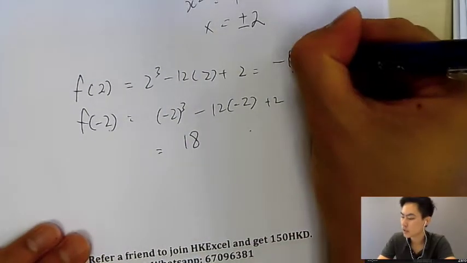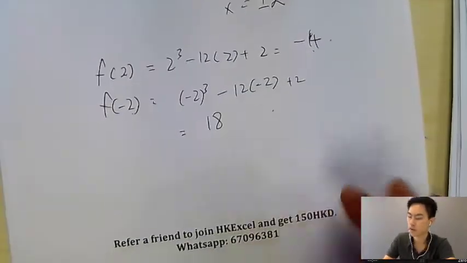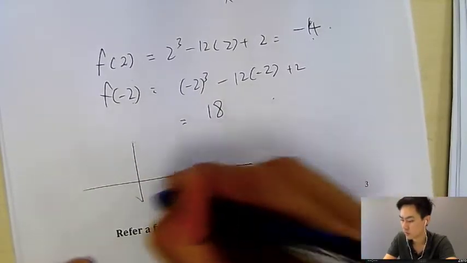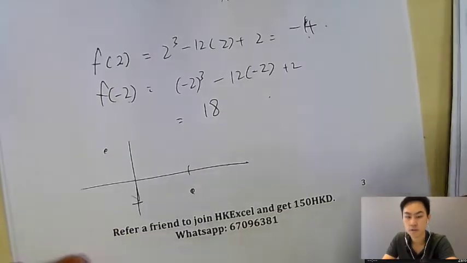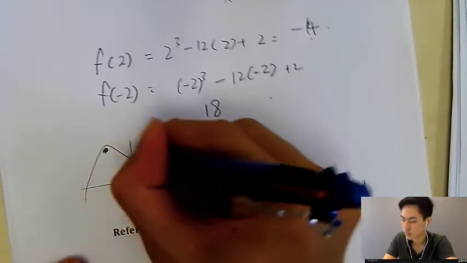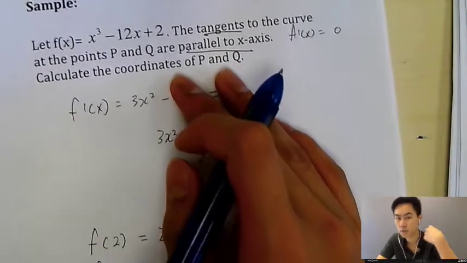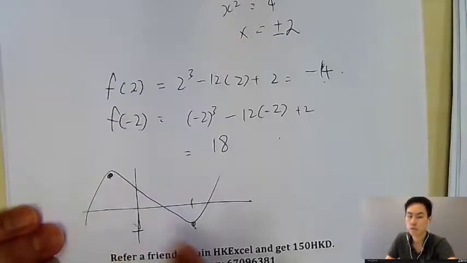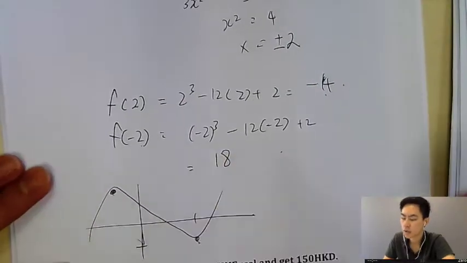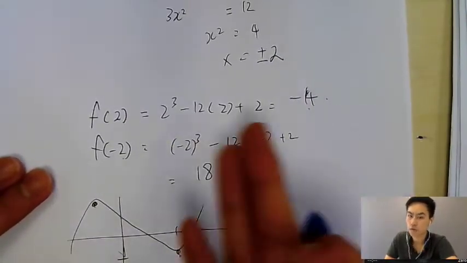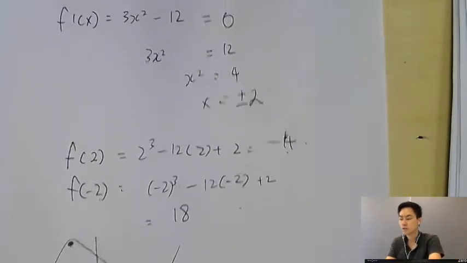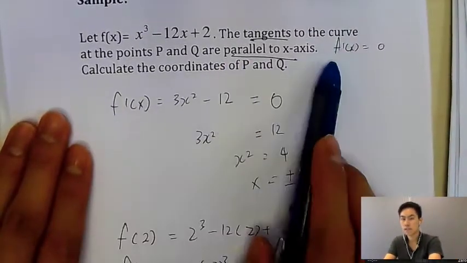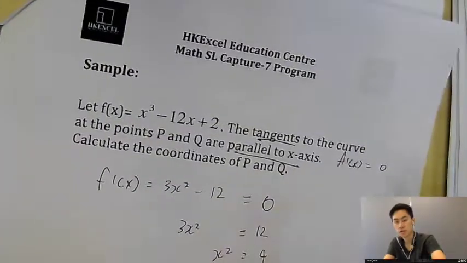But if the question asks which one is the maximum point, you can find this out because (2, minus 14) is right here and (minus 2, 18) is right here. Obviously this point is the maximum, and this point is the minimum. But the question here doesn't say that P is to the left of Q, so which point is P and which is Q? It doesn't mention, so you just need to find (2, minus 14) and (minus 2, 18). Those are the coordinates. That's the main concept: tangent parallel to x-axis, f dash x equals 0.